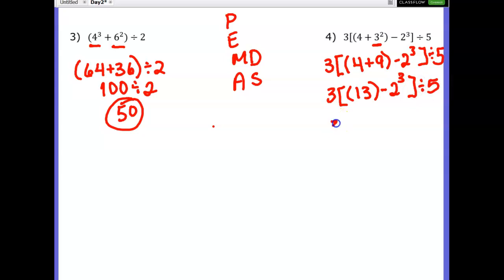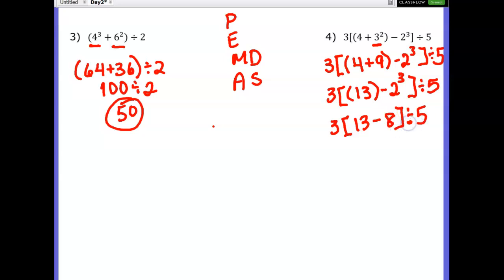2 to the third, so we've got 3. And then we can lose the parentheses around the 13 because there's just one number in there. So I'm just going to write it as 3 times 13 minus 2 to the third power is going to be 8 divided by 5.